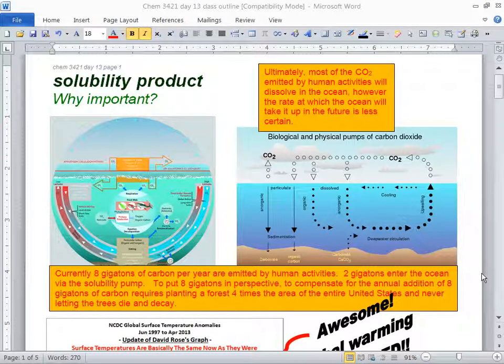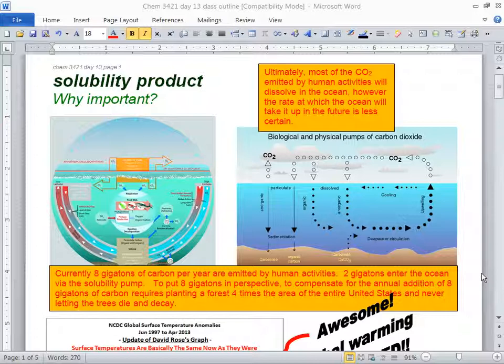Solubility product. So what's the big deal with this? Just how well does something dissolve in something else? That's the solubility question. And I think one of the more interesting ones is this greenhouse effect, right? Because that's a solubility problem. The ocean is sucking up 8 gigatons.